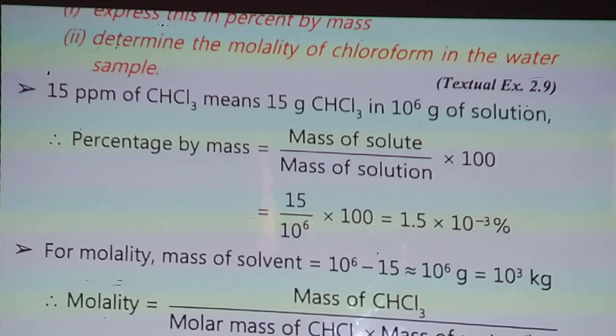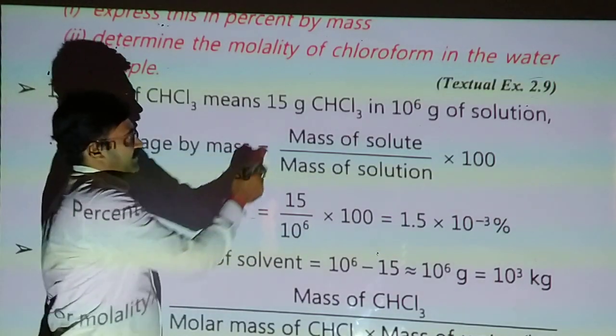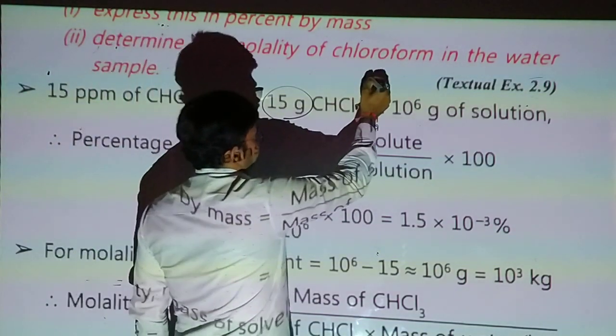15 ppm of chloroform means 15 gram chloroform in 10 raised to 6 gram. Yes, parts per million. 10 lakh parts.